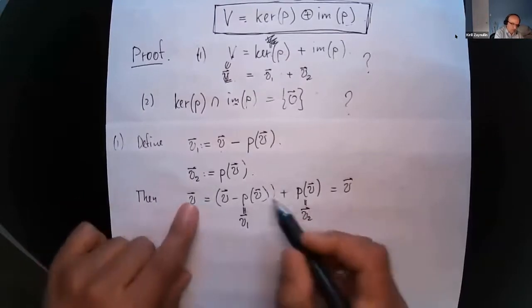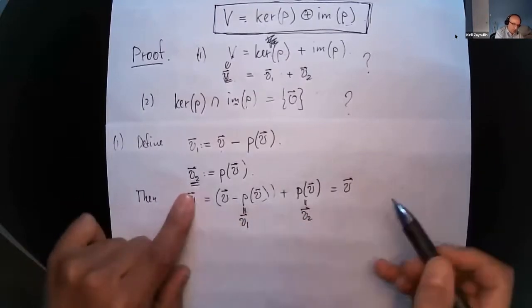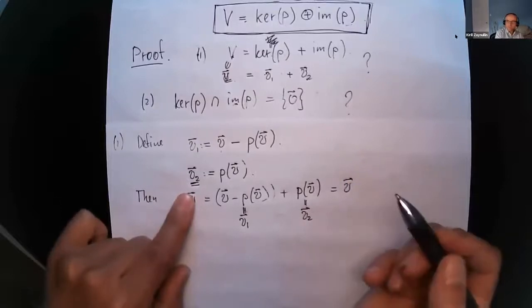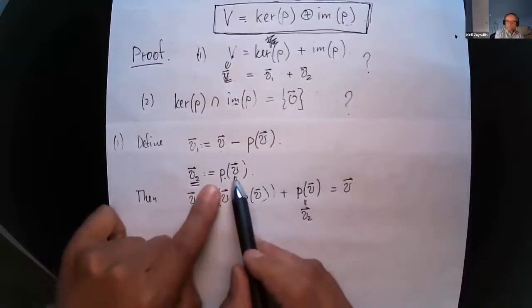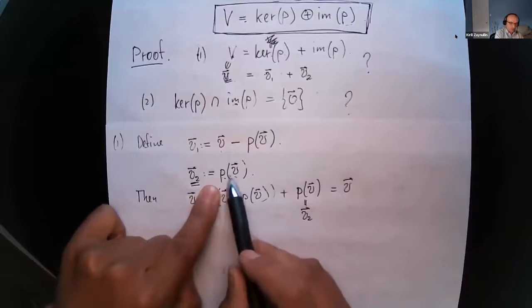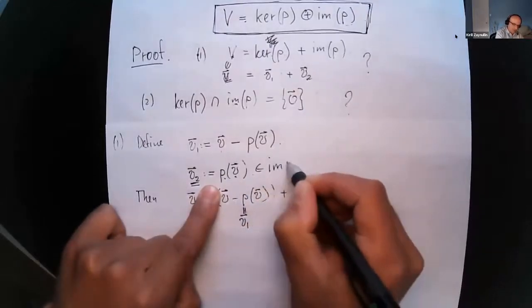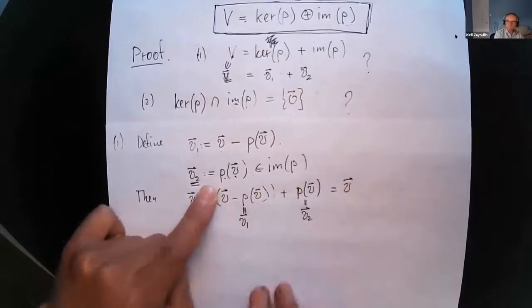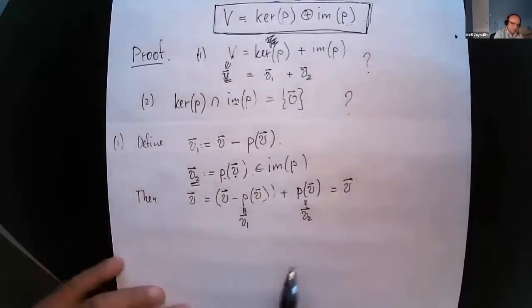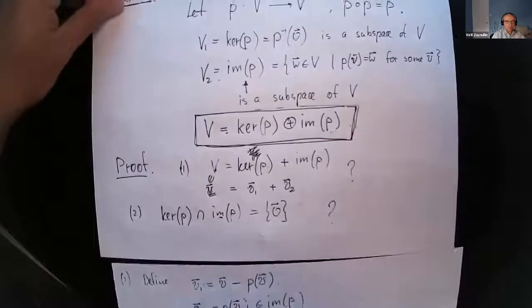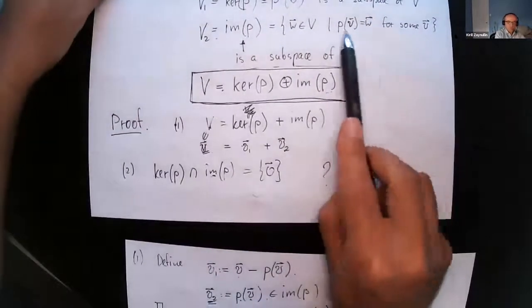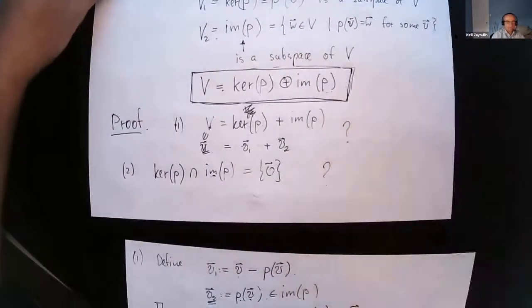Why? Because look, V2, where does it sit? Well, it's an image of V, right? We apply our linear transformation to the vector. So this definitely sits inside the image of our P by the very definition. If you just look at the image here, that's clearly the case.